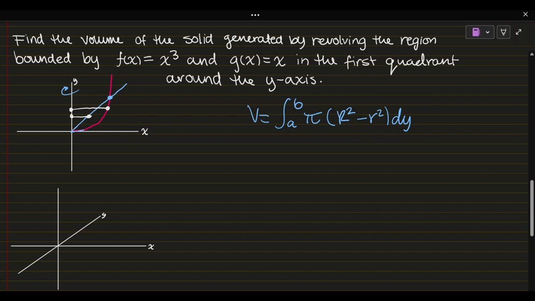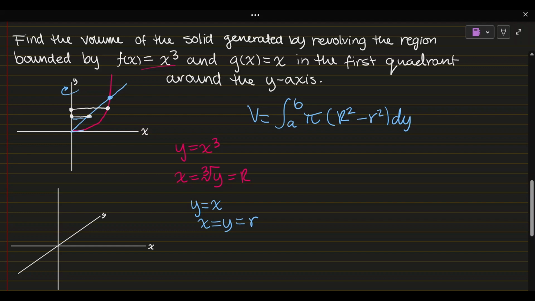So I will do x cubed in this color. So y, we write y equals x cubed. I can take the cube root of both sides and x equals the cube root of y. And that is my bigger radius, so that's big R. And then the other curve, y equals x, that's the same as saying x equals y. And that is going to be my little r here.